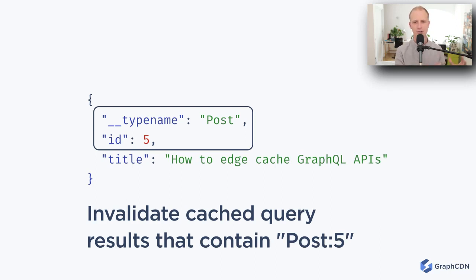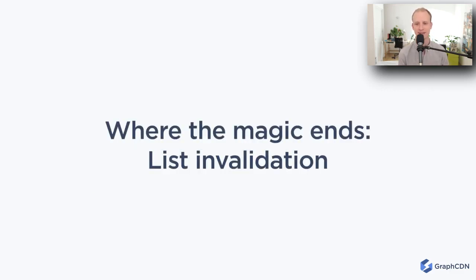They do this magic invalidation based on the __typename field and the ID field, and then they combine them to invalidate any stale data that has been changed at the origin. There's one slight edge case here where the magic kind of ends, which is list invalidation.